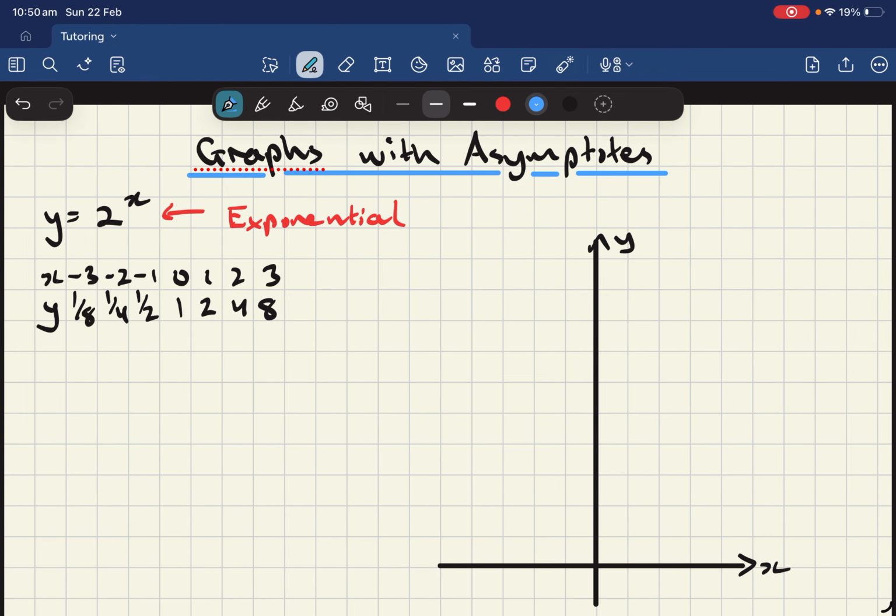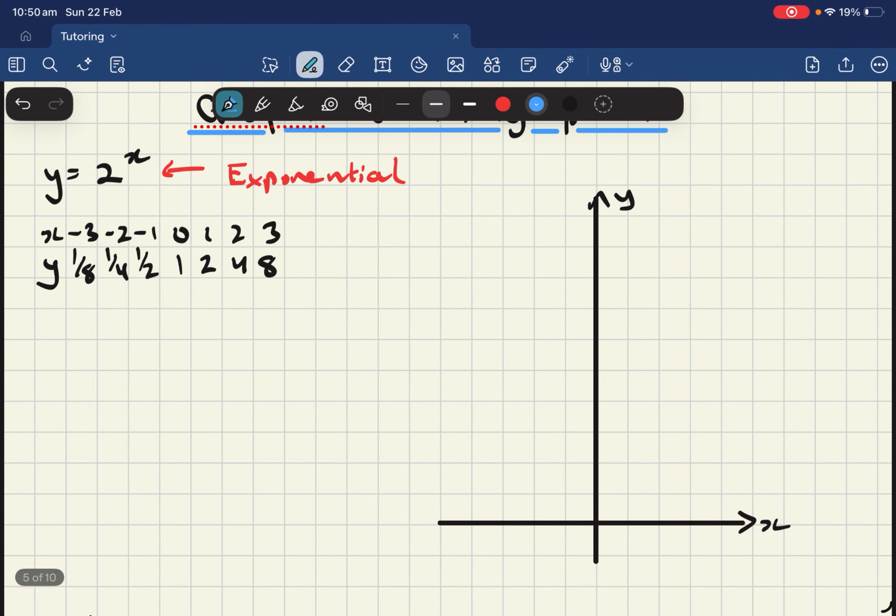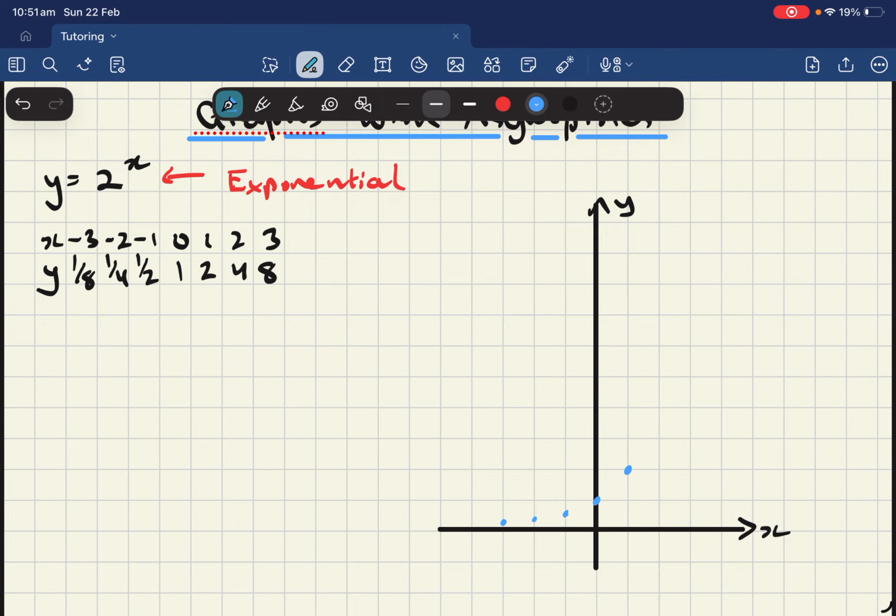So we're going to go straight ahead and graph this in. We're going to plot the points. So when x is -3, y is 1/8. So it's really, really close to this x-axis already. When x is -2, y is 1/4. So that's about here. When x is -1, y is 1/2. When x is 0, y is 1. When x is 1, y is 2. When x is 2, y is 4. And when x is 3, y is 8. So you can already get a feel for how this graph is going to look.